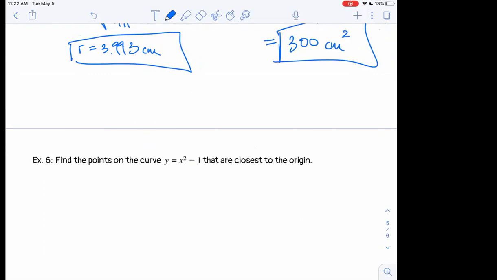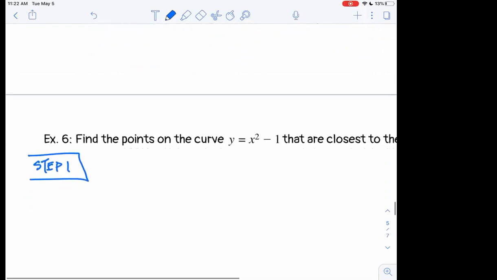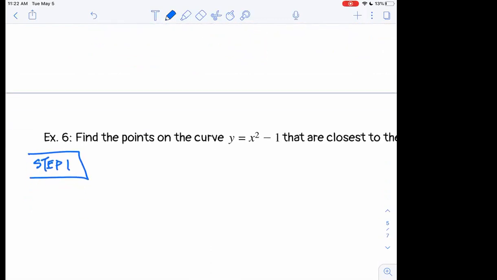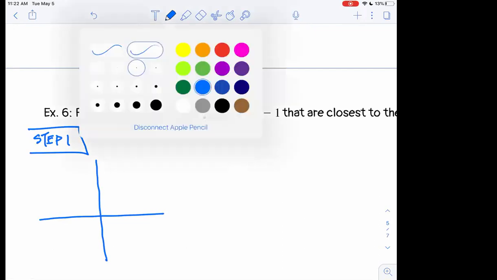So let's go ahead and start with a diagram. All right, x squared minus 1 is a graph that we should all feel confident sketching without the aid of a graphing tool. So if you graph this function, y equals x squared minus 1, what shape do we get?